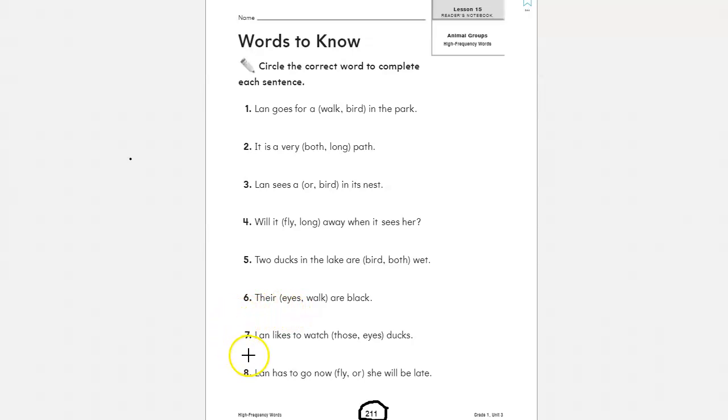Number 7. Lan likes to watch blank ducks. The words are those, eyes. Would we say Lan likes to watch those ducks? Or Lan likes to watch eyes ducks? Circle the word that best completes the sentence for number 7.